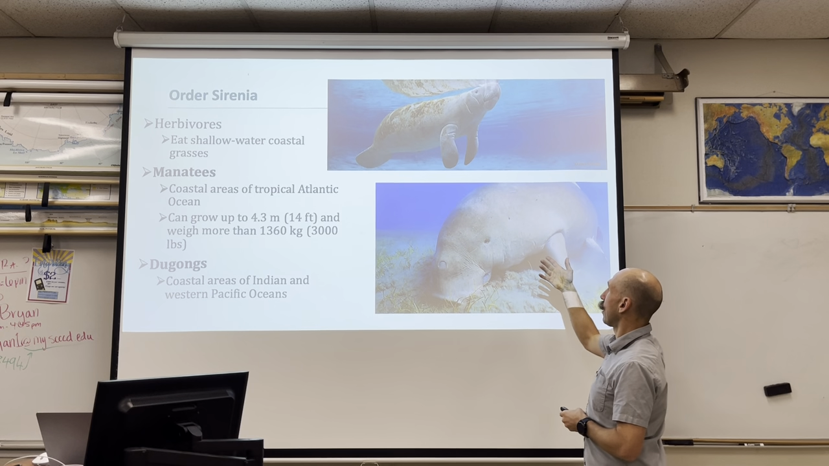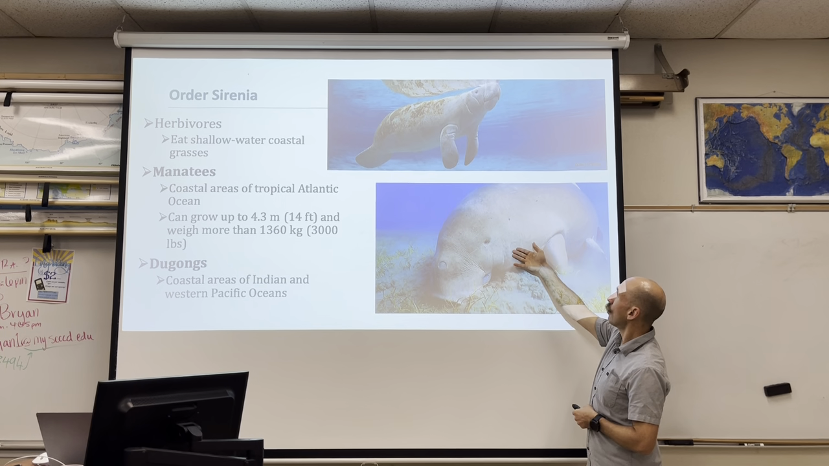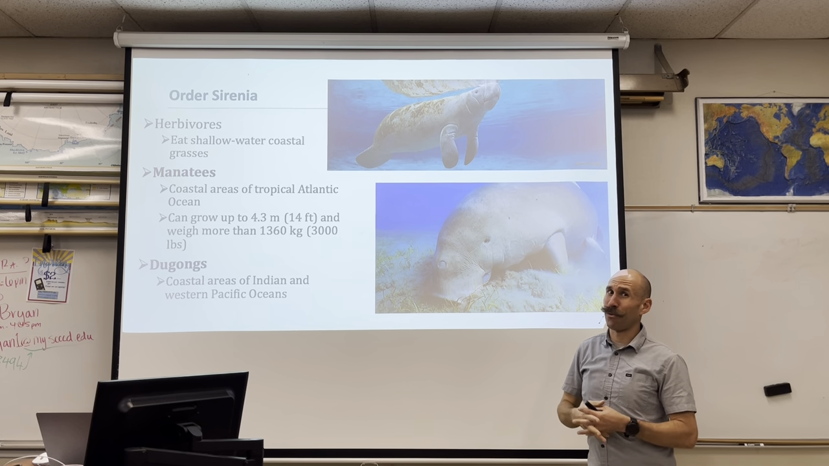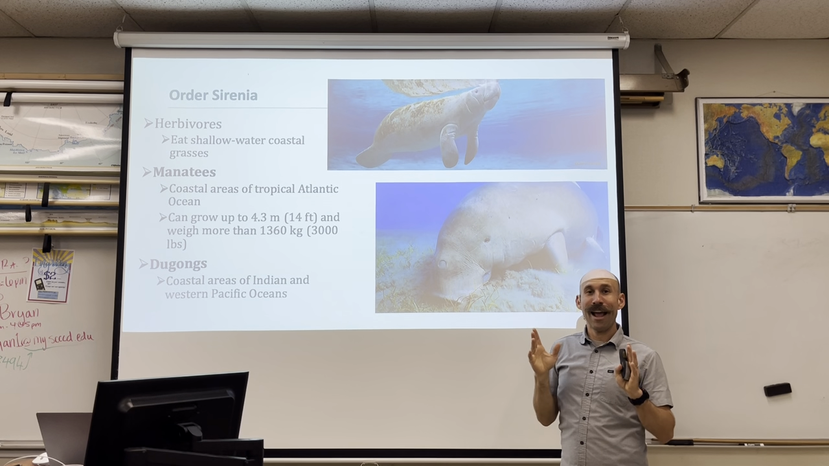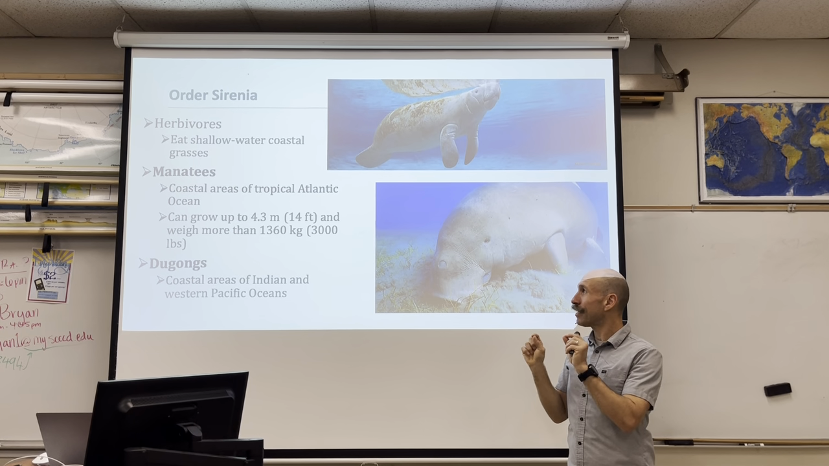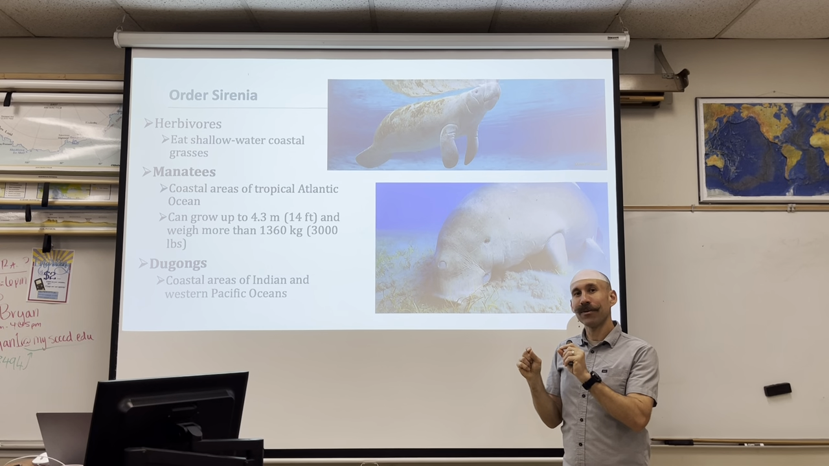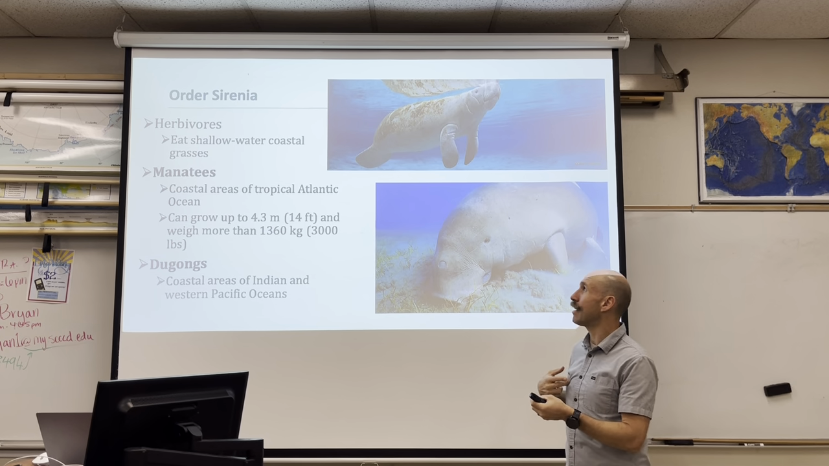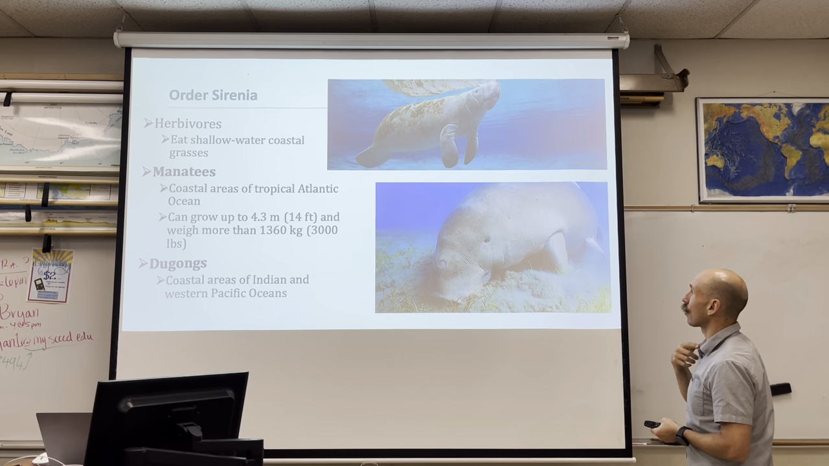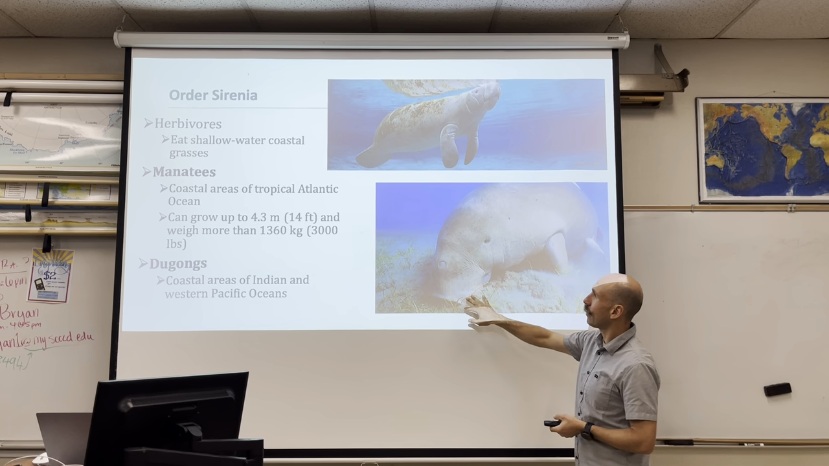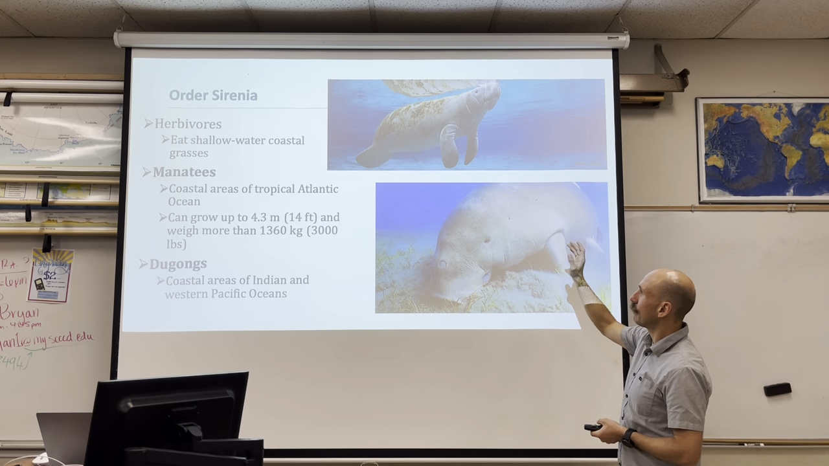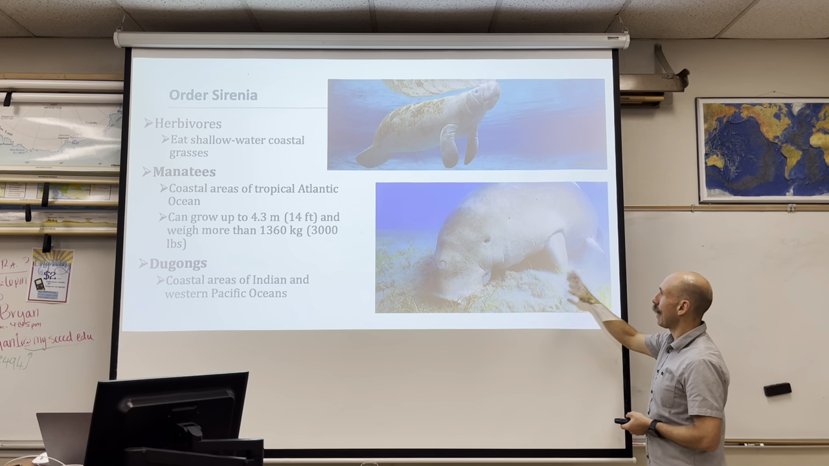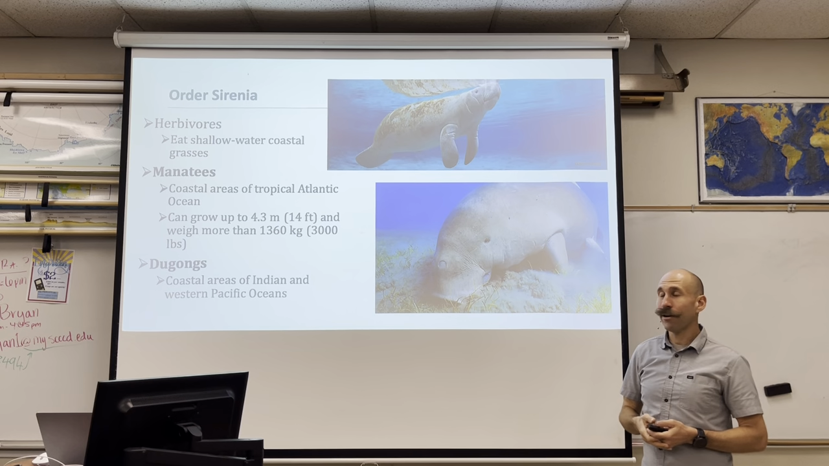The order Sirenia is composed of dugongs and manatees. These are wild-looking creatures. And for them specifically, they don't eat other animals. They are herbivorous. So they eat a lot of shallow water coastal grasses, as you can see here. They can get really big, 14, 15 feet, and they live in coastal areas.